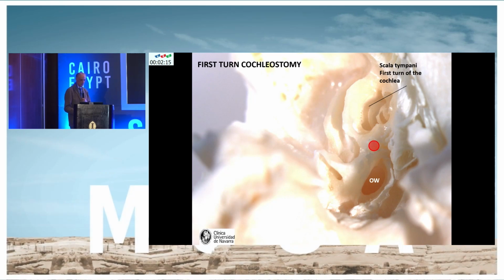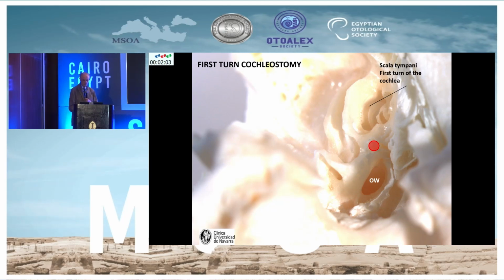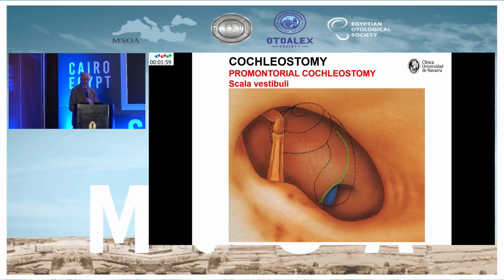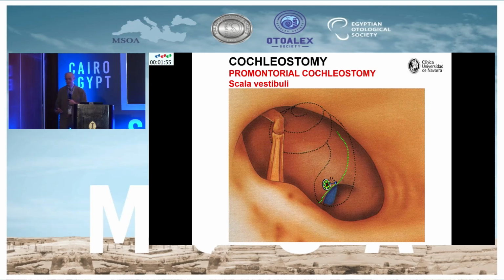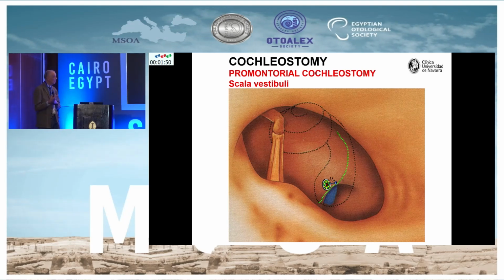ossifications in the cochlea. The place where we are going to drill is the anterior part of the oval window, a little bit inferior, just to obtain the approach to the first turn of the cochlea at this point. Promontorial cochleostomy to reach the scala vestibuli, in some cases of ossification of the scala tympani, we can go there.